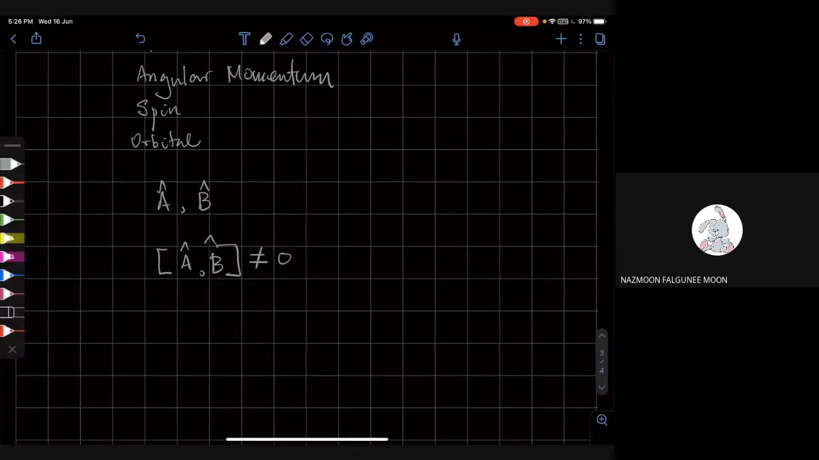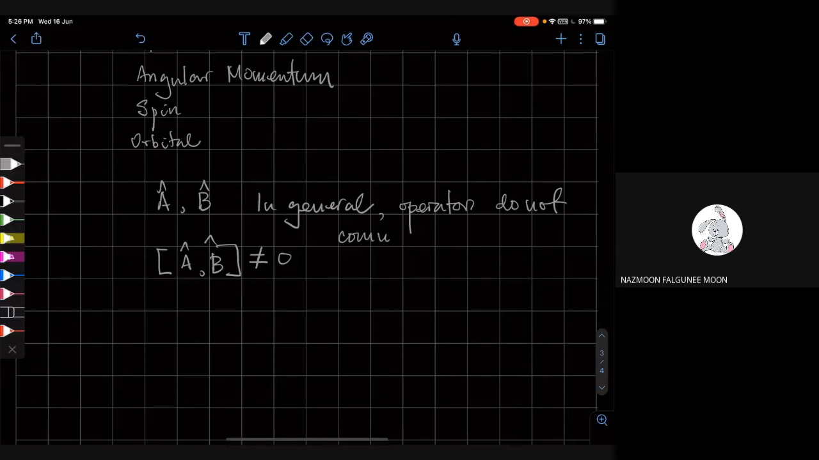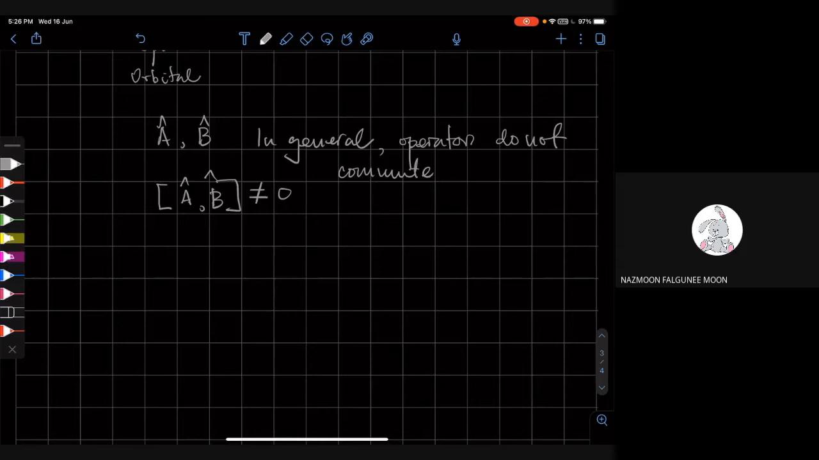So in general, operators do not commute. Okay? So when operators do not commute, there's something interesting that happens.